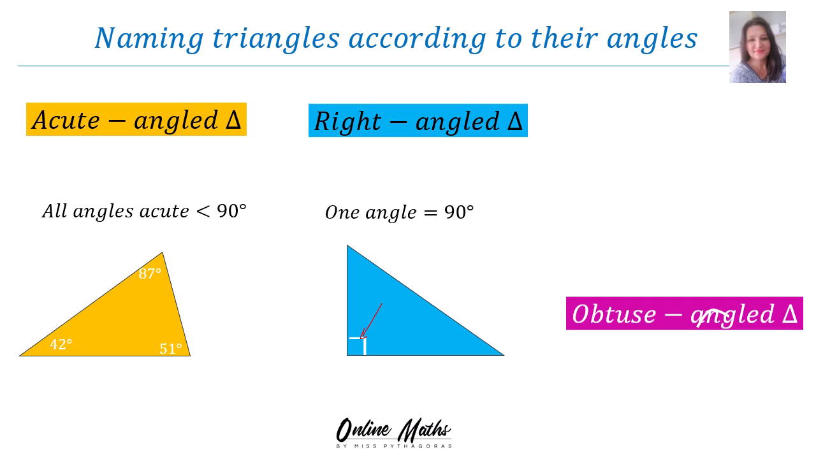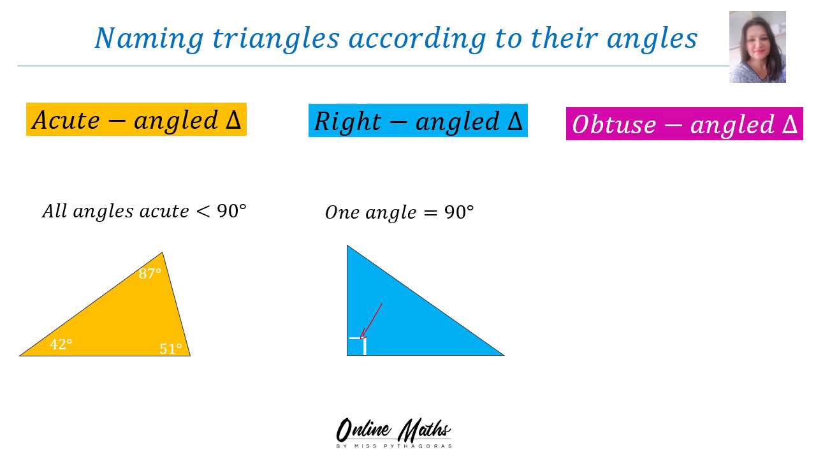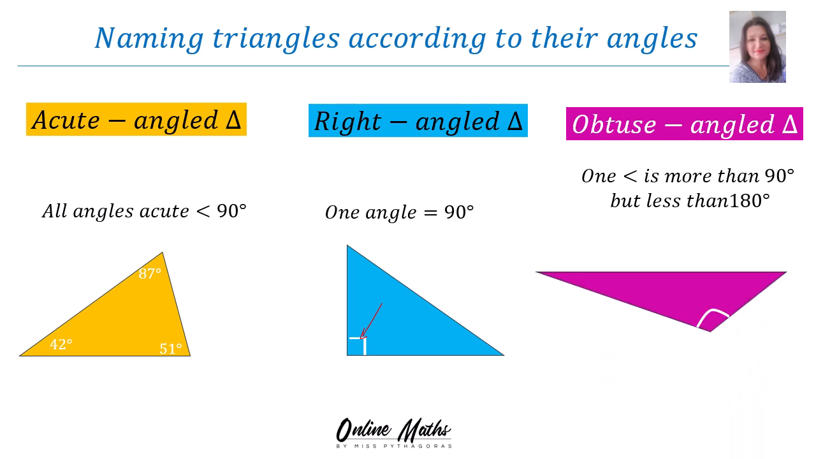And then the last triangle, according to its angle, will be an obtuse angled triangle. What's that? One angle is more than 90 degrees but less than 180 degrees. In other words, there's one obtuse angle in your triangle. There you find it. The other two are acute angles, but because there's one obtuse angle, we call that an obtuse angled triangle.